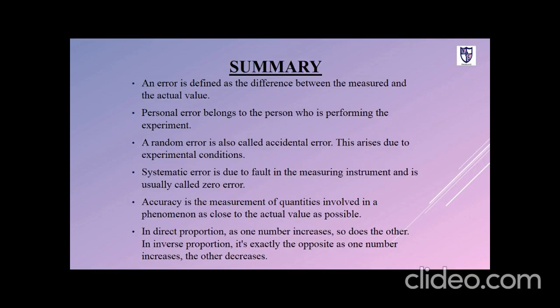Accuracy is the measurement of quantities involved in a phenomenon as close to the actual value as possible. And in direct proportion, as one number increases, so does the other. In inverse proportion, it's exactly the opposite. As one number increases, the other decreases.